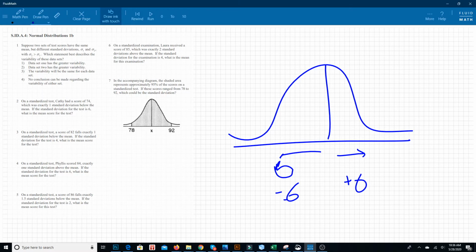Question 2. On the standardized test, Kathy scored a 74, which was exactly 1 standard deviation below the mean. If the standard deviation for the test is 6, what is the mean score? Answer is 2.